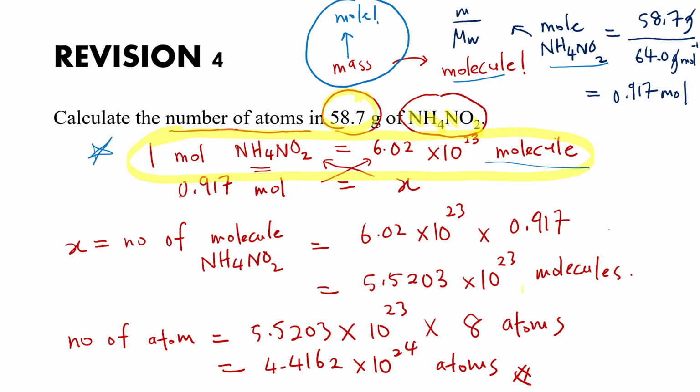Okay, so once we have got the number of molecule di sini, you just have to lihat semula berapa banyak atoms yang kita ada di dalam ammonium nitrate, and you just simply darabkan dengan bilangan atom sahaja untuk nak mendapatkan number of atoms. Okay, that simple.